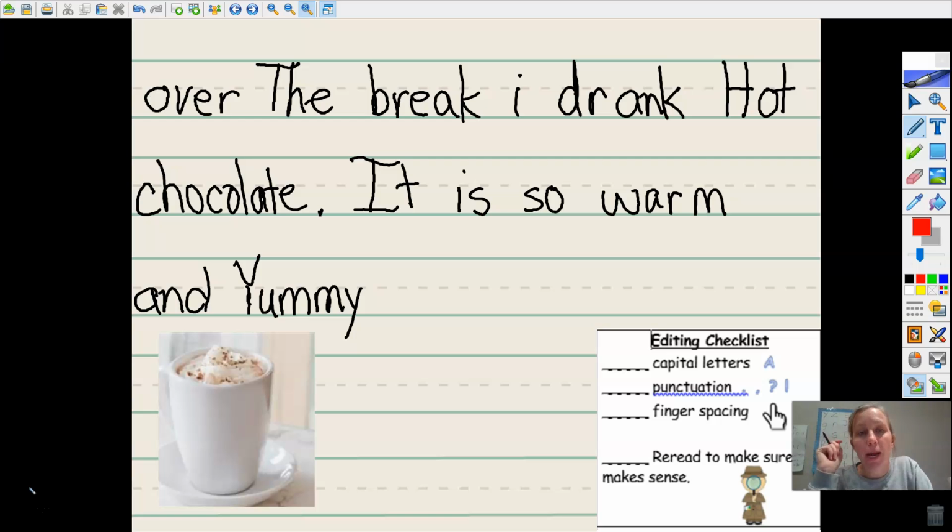First thing I need to look for are capital letters. I'm dealing with two sentences, so I should have one capital at the beginning of both sentences. I can already see here at the beginning of my first sentence, it needs a capital O to start the sentence. As I look through the next word, I see a capital T, but over the is not the beginning of the sentence, so I need to change it to a lowercase t.